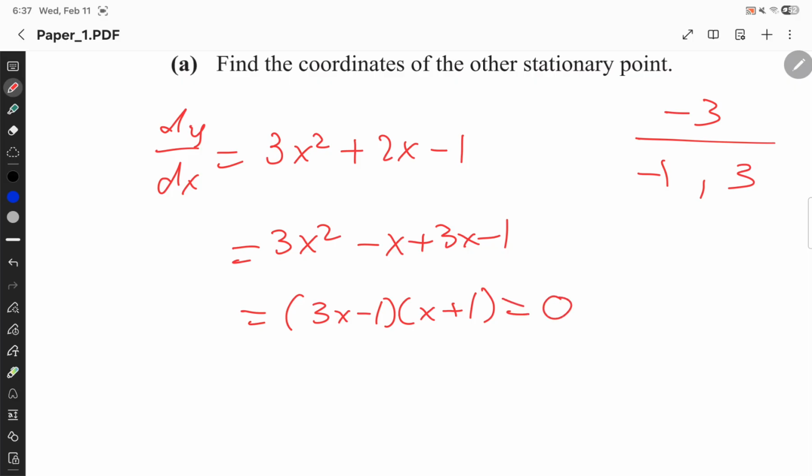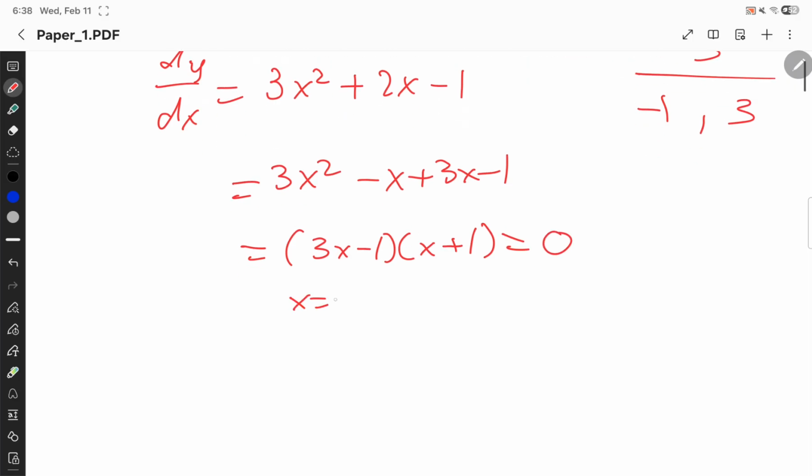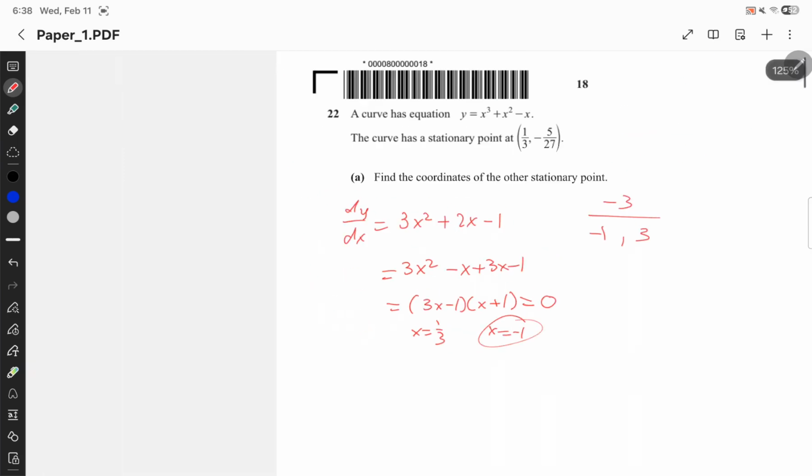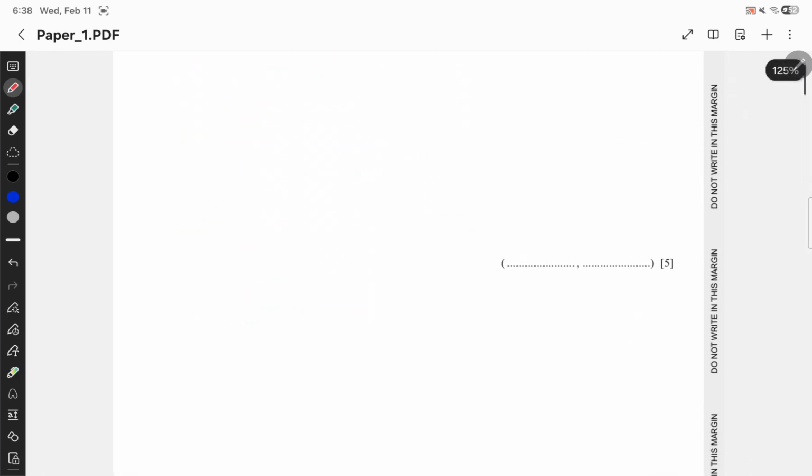And we set this to 0 because of stationary points, obviously. Now one root we know is x equals 1 over 3. The other would be at x equals -1, of course. So very simple like that.